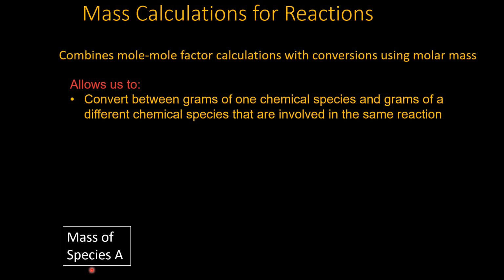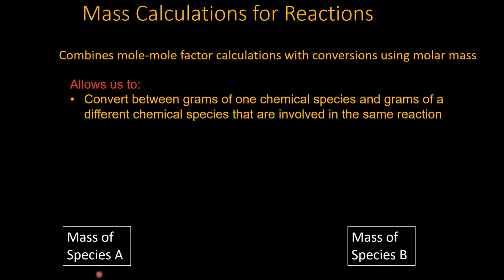So if I just say species, I'm just talking about things in the reaction. So my iron oxide could be a species. You could have water as a species, oxygen, whatever, the components of the equation. So the mass of species A, and I would like to get to the mass of species B, some other species that is participating in this reaction, right?